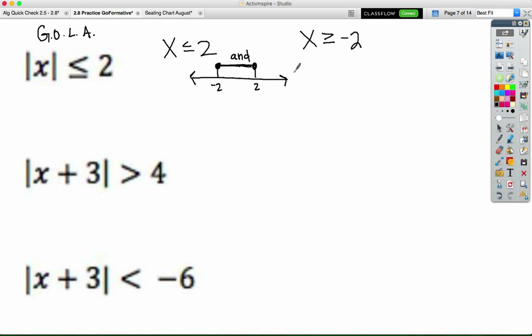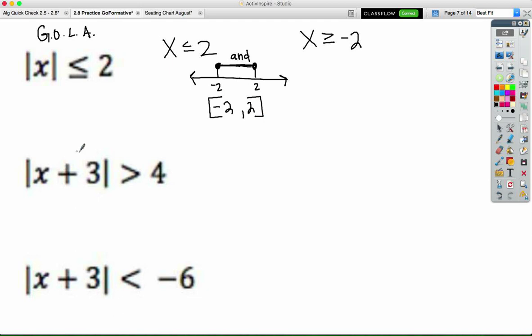Now I need to make sure I know how to write that in interval notation. So I'm reading it from left to right, finding where my answers lie. It starts at negative 2 and goes to positive 2. Negative 2 is included, it's filled in, so it gets a square bracket, and 2 is also included, so it gets a square bracket. So that would be the way the answer should have been typed in.